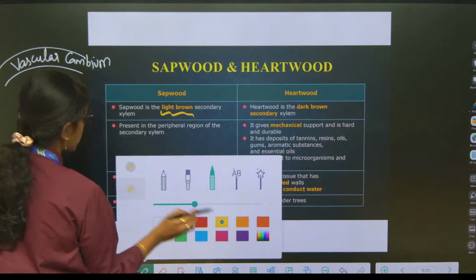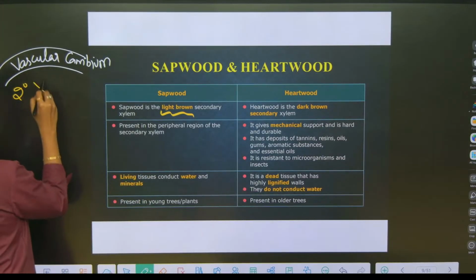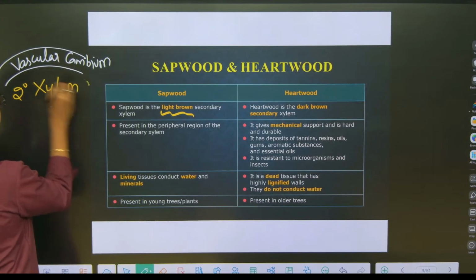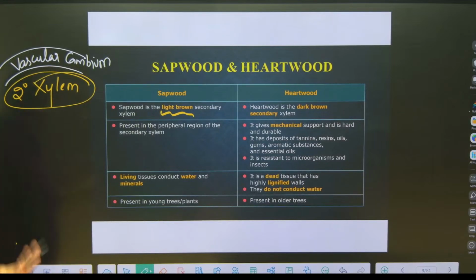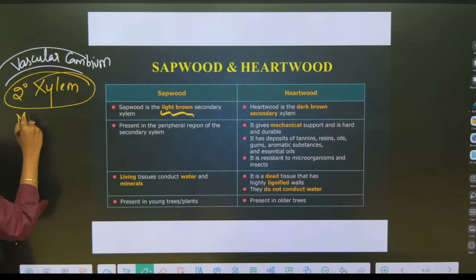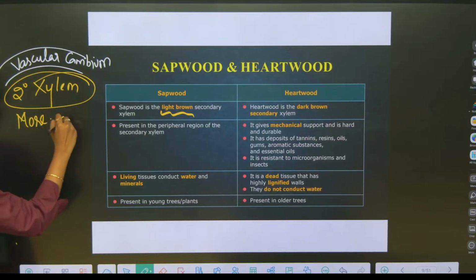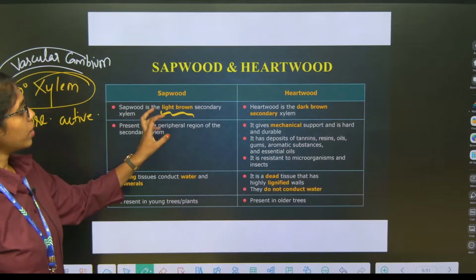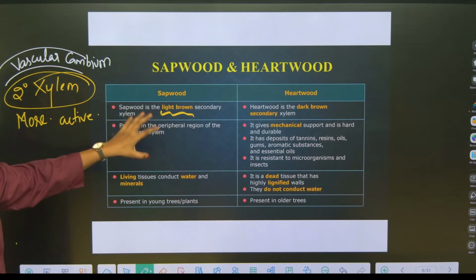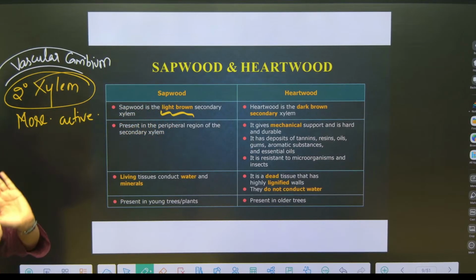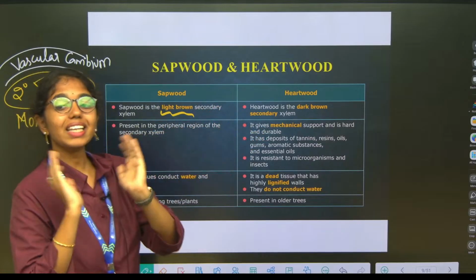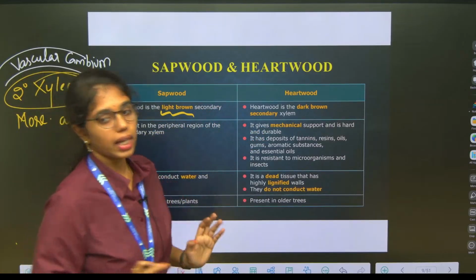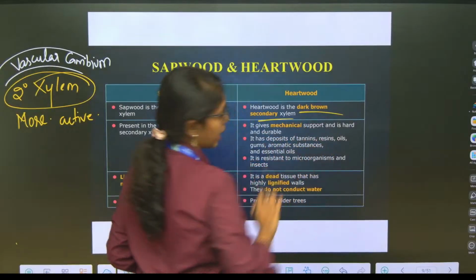Secondary xylem is present. Secondary xylem will divide more actively. As such, sapwood is nothing but light brown secondary xylem which is at the peripheral ends. Heartwood is at the center, which is dark brown in color. Dark brown secondary xylem.